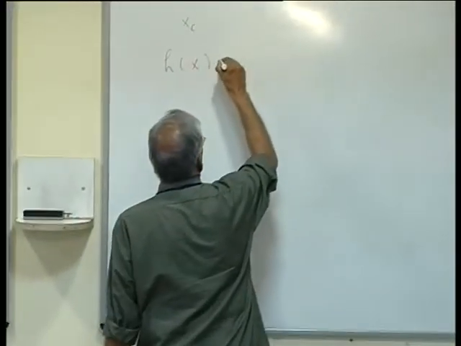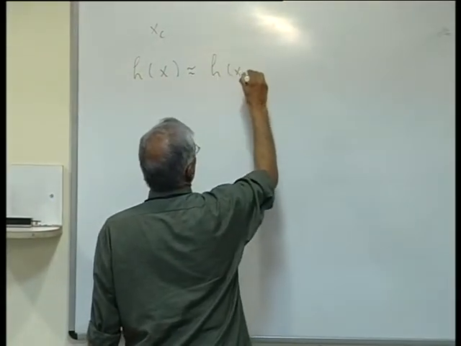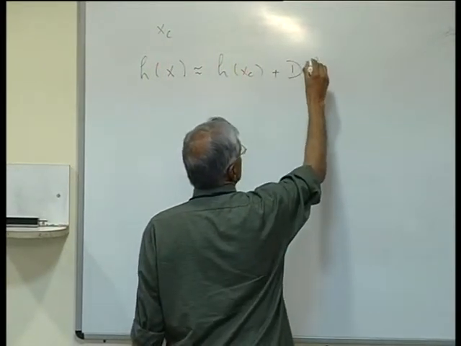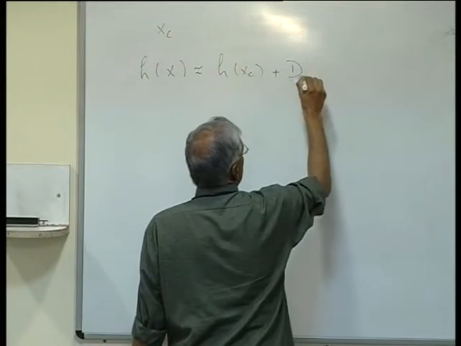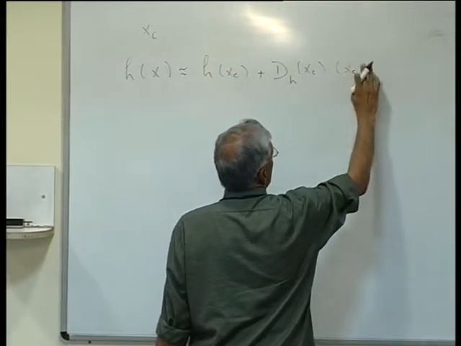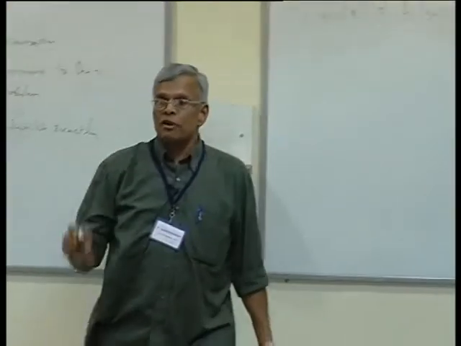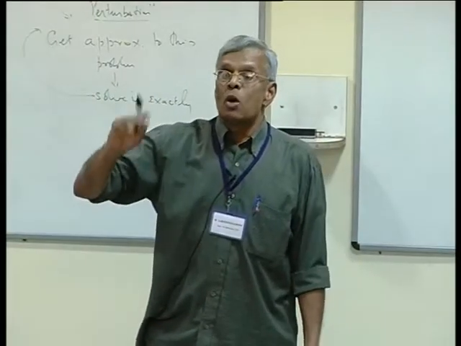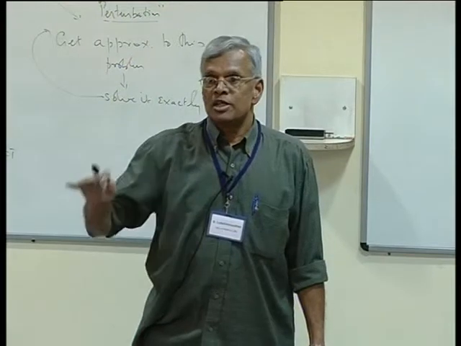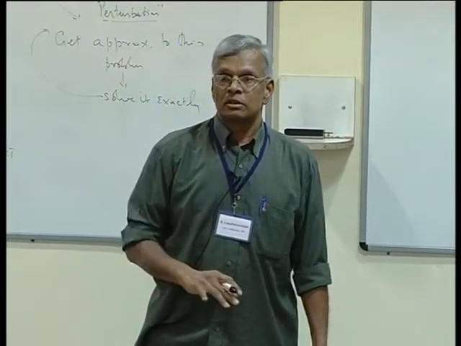So under certain conditions of smoothness of the map h, I can now do the following. I can approximate h in this neighborhood by h of xc plus the Jacobian of h at the point xc times x minus xc. How many of you are familiar with the Jacobian and first order? You all know the Taylor series approximation in univariate calculus. This is the Taylor series approximation for multivariate vector valued functions. How many of you are with me?